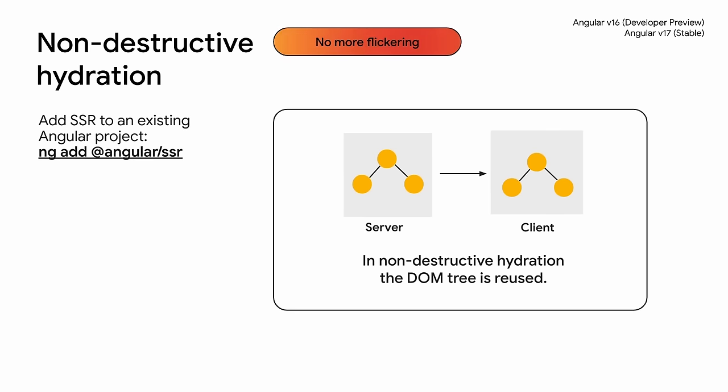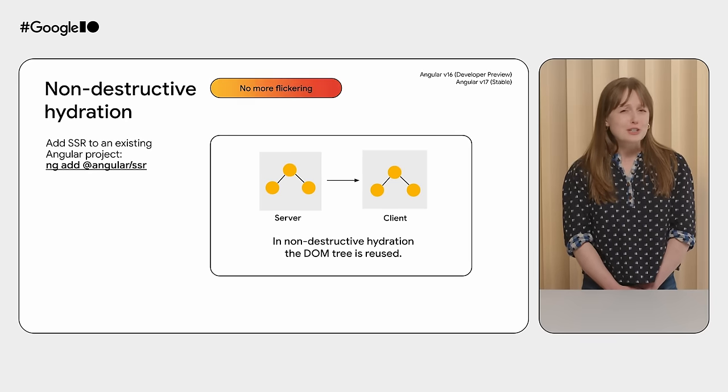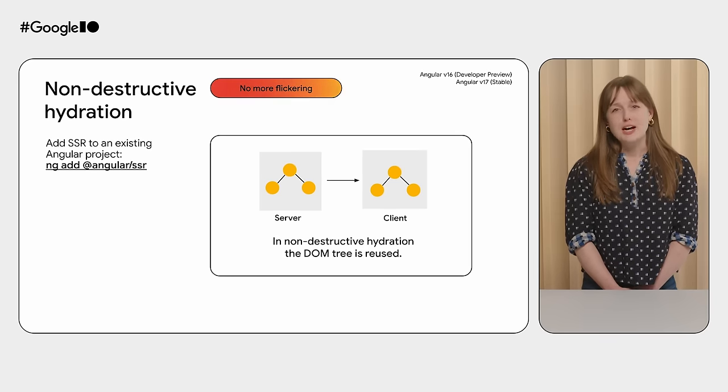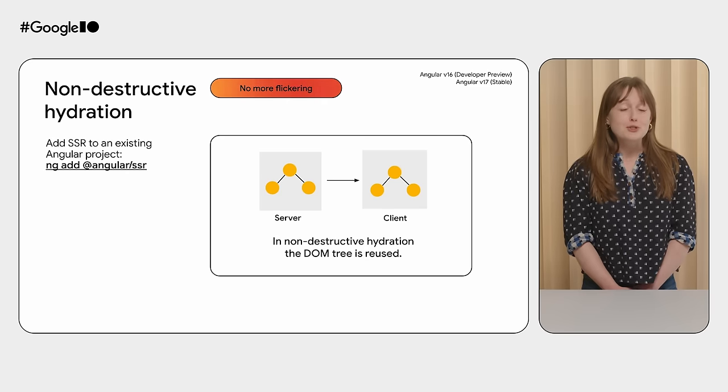Angular's non-destructive hydration, which was introduced in the Angular version 16 developer preview, is a game changer for Angular applications that use server-side rendering. Simply put, non-destructive hydration eliminates the flicker that would occur when hydrating a server-rendered Angular application. During destructive hydration, the server-rendered DOM would be destroyed and then rebuilt on the client side. When the DOM was destroyed, the flicker would occur. Non-destructive hydration solves this problem by reusing the server-rendered DOM.